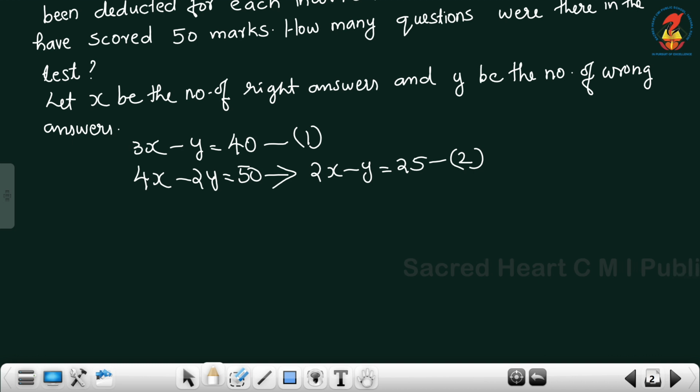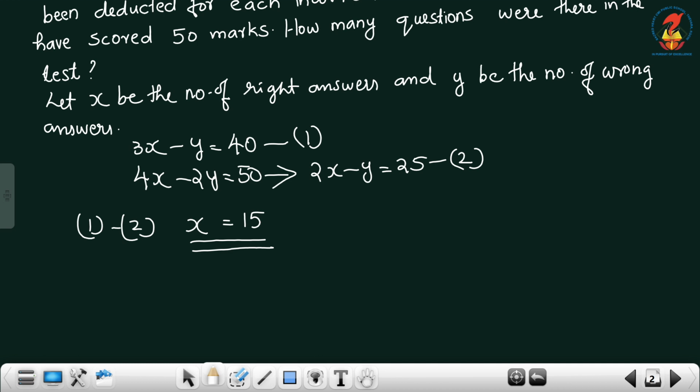Okay. Here equation 1 minus 2, you can eliminate the y variable. 1 minus 2, 3x minus 2x, x. Minus y minus minus y, that is plus y, that is equal to 0. 40 minus 25, that is equal to 15. x is equal to 15.